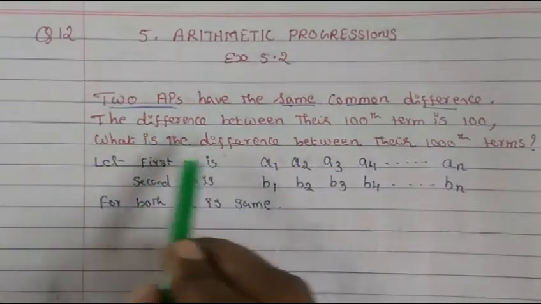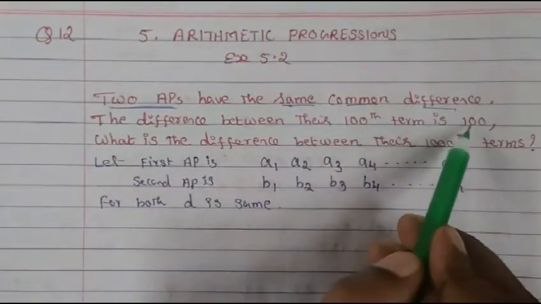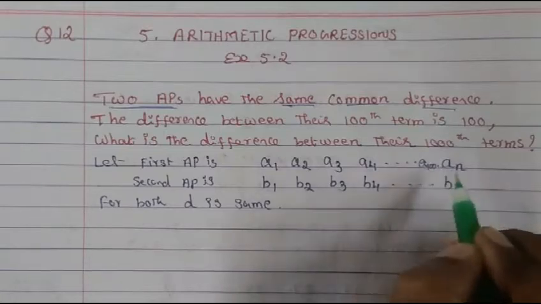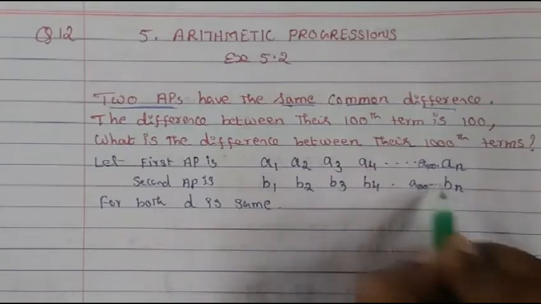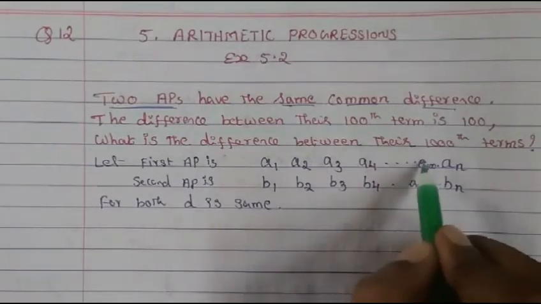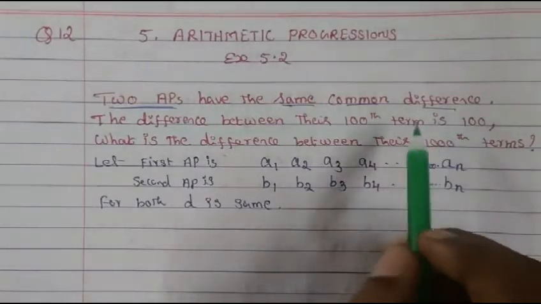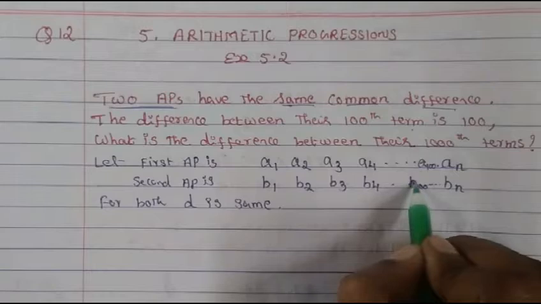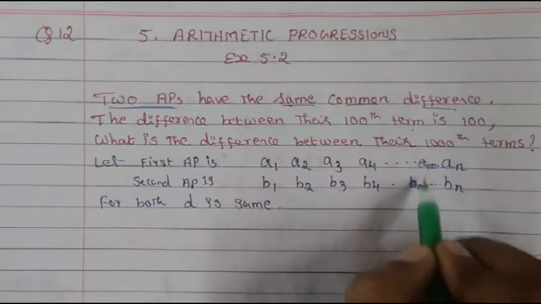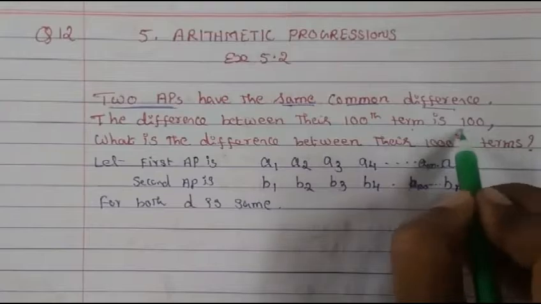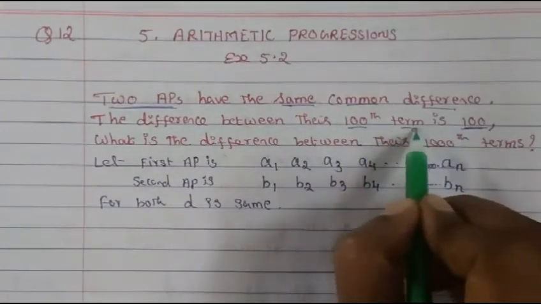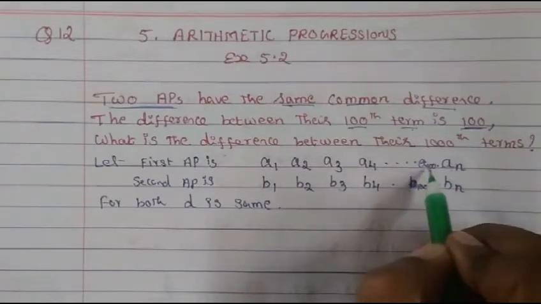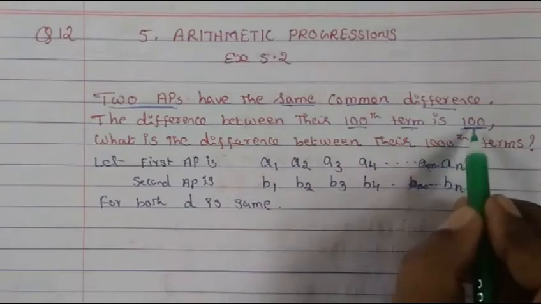Now, the difference between their 100th terms is 100. Consider A100 and B100. The difference between the 100th terms of both the APs, that means A100 and B100, is 100.